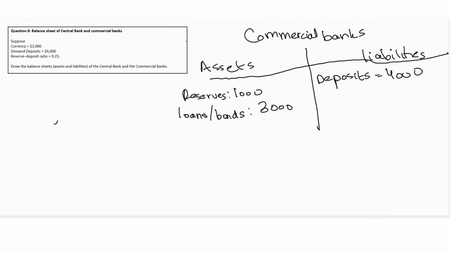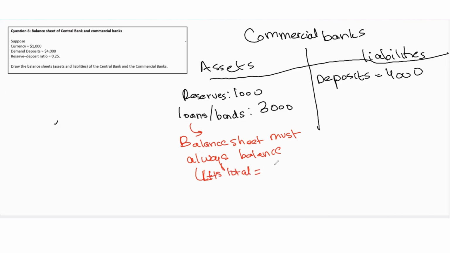How do we know it's 3,000? Again, we'll use the fact that the balance sheet must always balance. So the left hand side total has to be equal to the right hand side total. So we'll find this as 4,000, which is on the right hand side, minus the 1,000 we had in reserves on the left hand side. And based on this, we can infer the value of its loans or bonds is 3,000. So in this way, we can make the balance sheet for the commercial bank also.